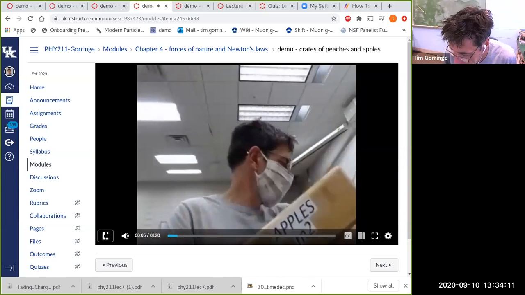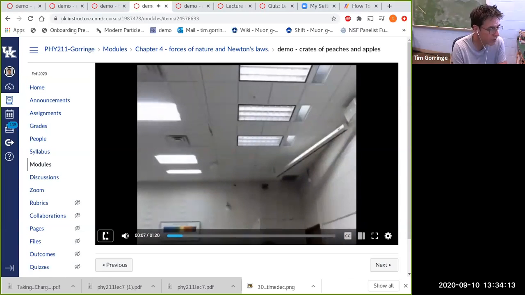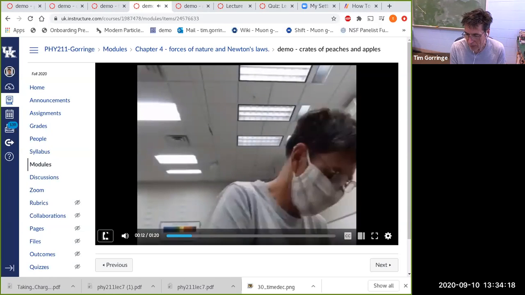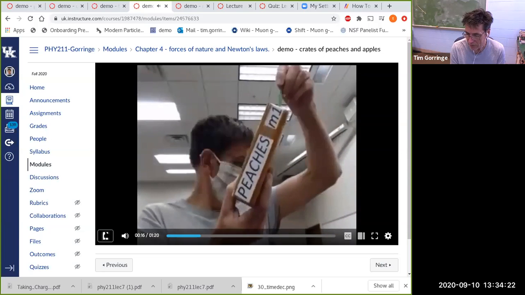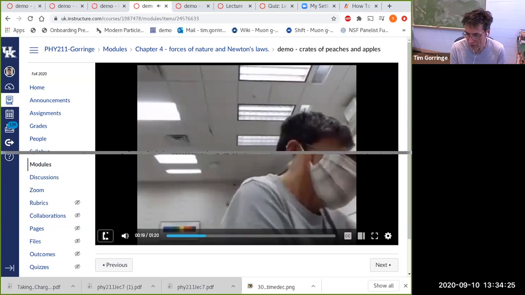And so here you see the crate of apples. I'm putting it on the bench top. And then here you see the crate of peaches. I'm going to put that on the bench top.